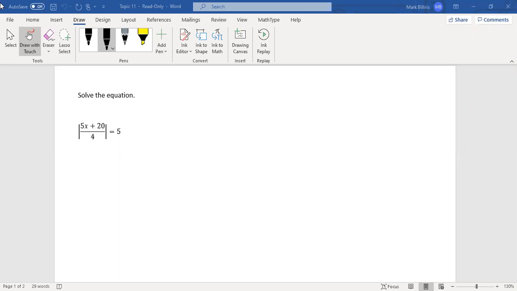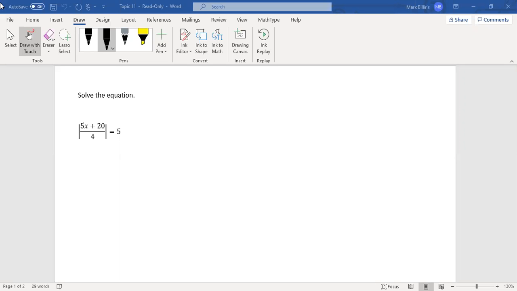Let's start by solving an absolute value equation. Keep in mind what absolute value represents. The absolute value represents the distance away a point is from zero. Absolute value is always zero or a positive value.